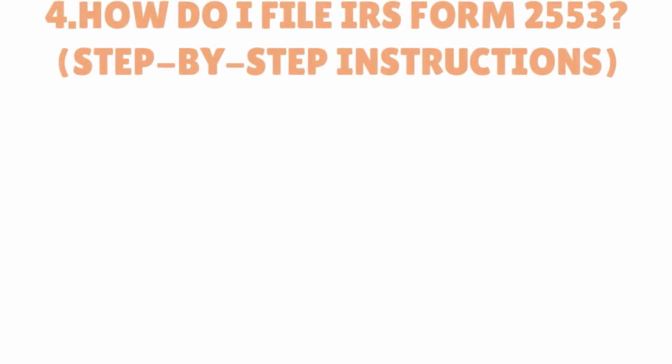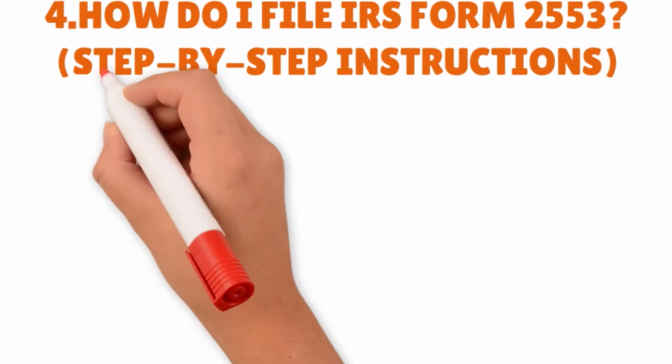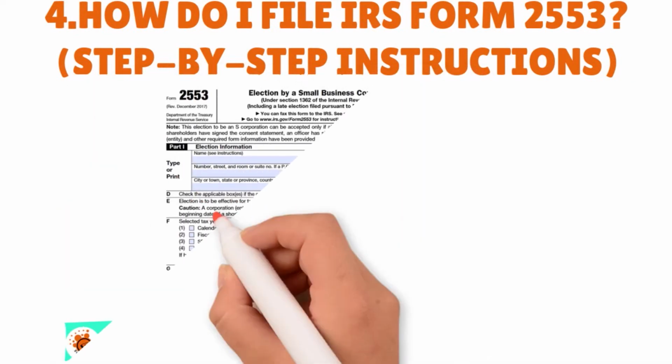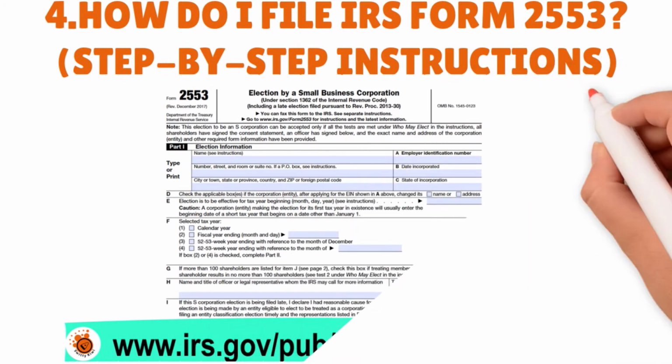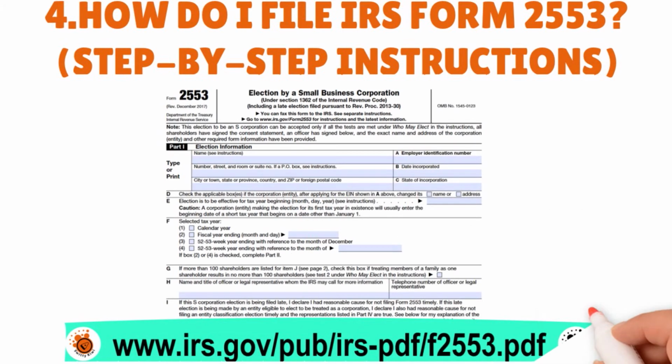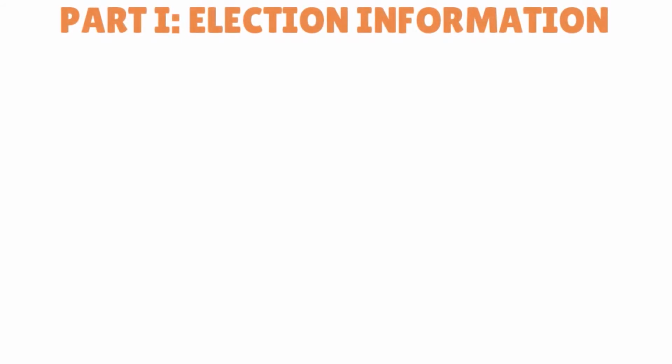And how do you actually file IRS Form 2553? This is the last part before we go to the actual instructions. This is a 4-page form that contains information about a business and its shareholders. The information you provide impacts whether the IRS will approve S corporation tax status and when the status will take effect. So for Part 1, please take a look at the screen right now.